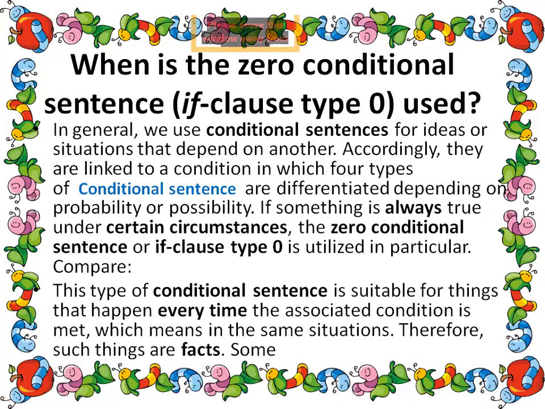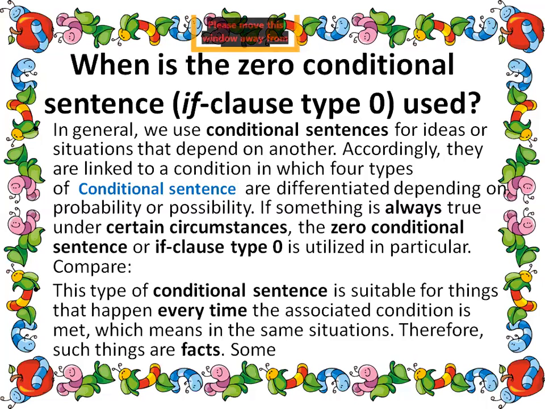If something is always true under certain circumstances, the zero conditional sentence or if clause type zero is utilized in that particular compare. What they are saying is that if something is always true under certain circumstances, कि कुछ ऐसी realities हैं which are always true. ठीक है, which are always true means अगर तुम switch on करोगे तो fan on हो जाएगा. ठीक है, और अगर तुम खाना खाते हो तो तुम्हें एनर्जी मिलती है. ठीक है, these are some realities.